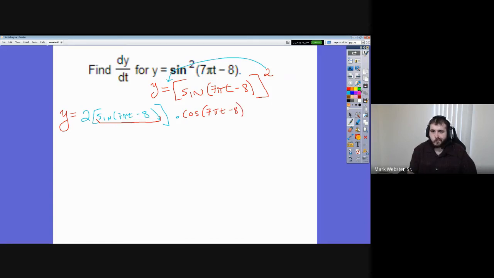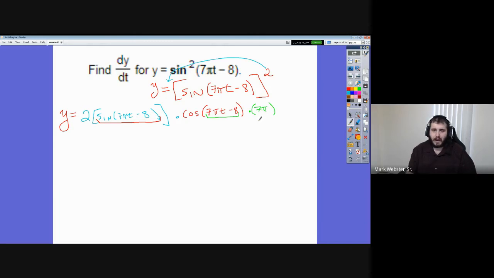And now finally, I still have a whole nother inside to deal with, and I'm going to take the derivative of that one. Well, what's the derivative of 7 pi t minus 8? Well, 7 pi is a number, right? So I'm just going to be left with the 7 pi. And then I'm going to take the derivative of the minus 8, and minus 8's derivative is just 0. So that's the end of that part. And now there's no inner function to continue working on.